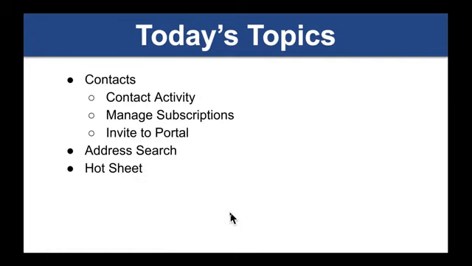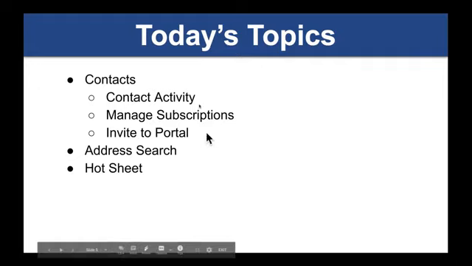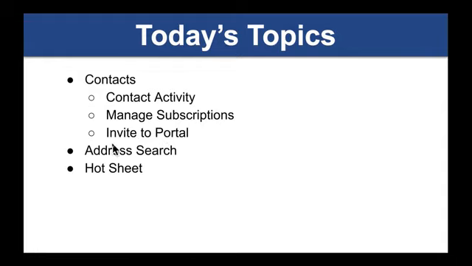We'll also look at our contacts, how to register contact activity, what that does, how to identify your most active contacts, manage subscriptions, and invite contacts to use the portal. Lastly, we'll cover using a few other features inside the FLEXMLS Pro app for iPhone, such as the address search and the hot sheet. With that, I am going to go and change my screen.